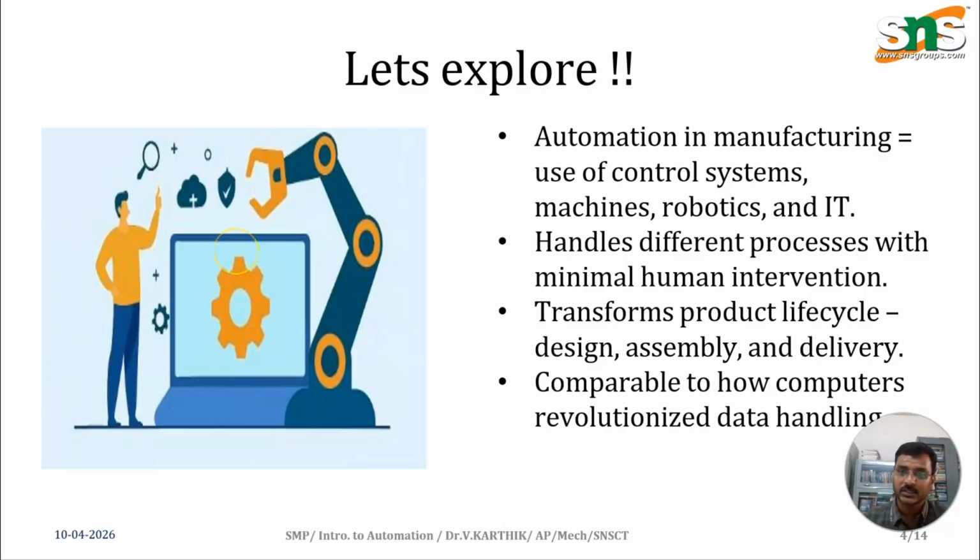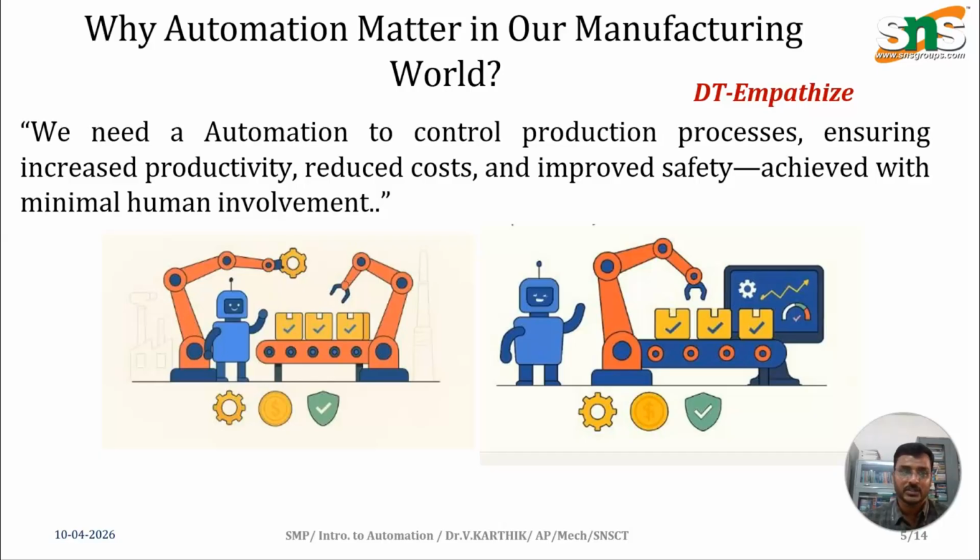Why are we going for automation? Why do automations matter in our manufacturing world? We need automation to control the production processes, ensuring increased productivity, reduced cost, and improved safety, achieved with minimum human involvement. This is called automations in the manufacturing system. This is the problem, or the need, where all the manufacturers, I mean all the industrial members, require that productivity be more, cost of production be less, and the safety in the industries be mainly considered with minimum human involvement.